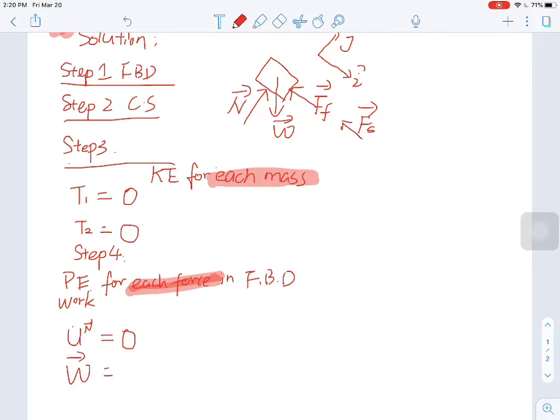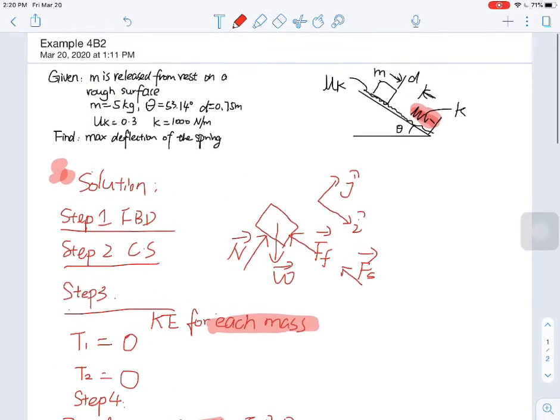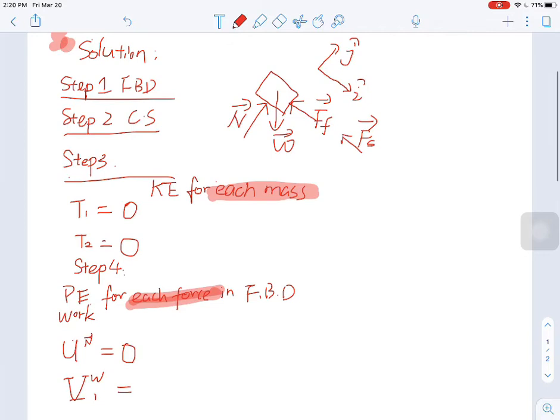And I think we do have something from the weight. For the weight force, we can express that as capital V, which is the potential energy from the weight force at position 1. If we set up this datum, the zero potential line, then at that time the potential energy from the weight force equals 0.